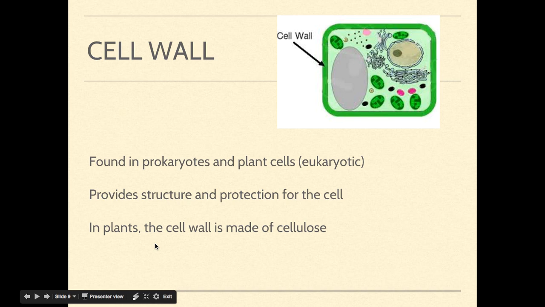Alright, the cell wall, another organelle you need to be able to recognize in a diagram. A cell wall is found, now this one's funny because it's found in prokaryotes, so bacteria will have them. And also plant cells, which are eukaryotic, but not in animal cells. So we don't have cell walls, but plants and bacteria do. And just like its name implies, it's a wall. It provides structure and protection for the cell from the outside environment. And know that in plants, and I believe we mentioned this with organic compounds, the cell wall is made out of cellulose. So that's a special kind of carbohydrate.